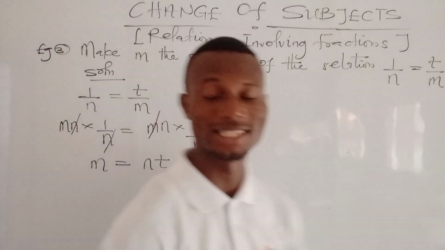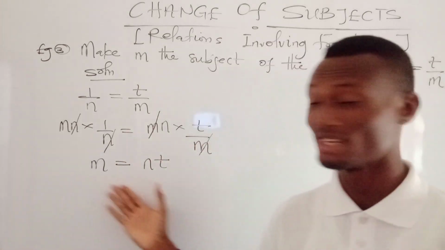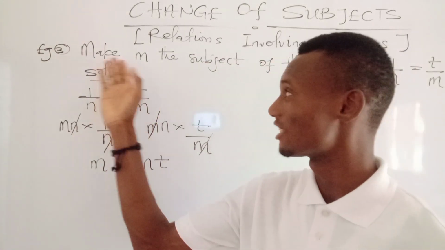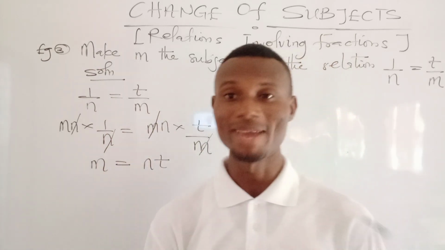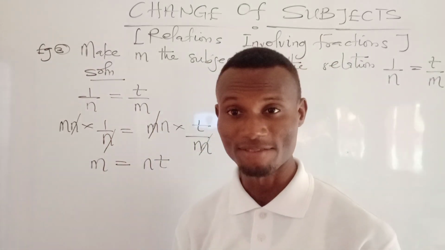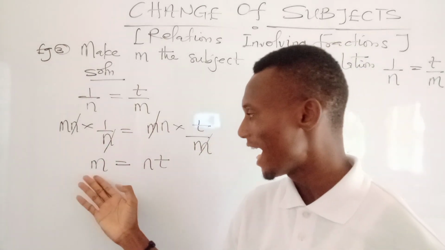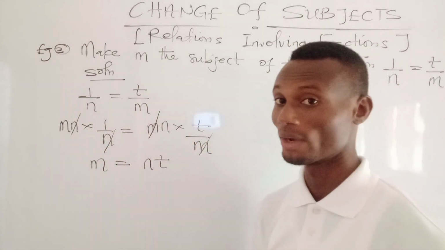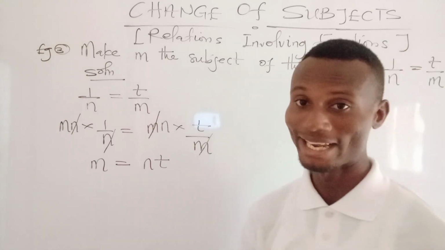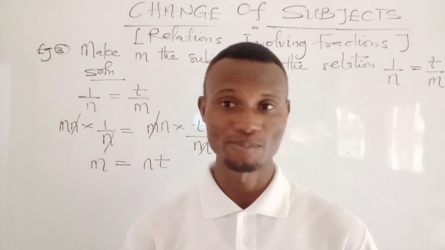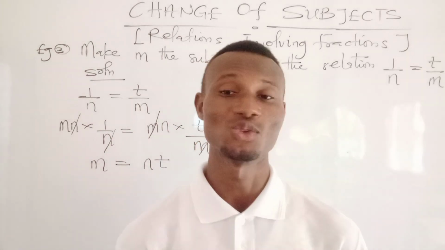And you can see that m is standing alone in this equation, so it means we've made m the subject. So the question says make m the subject. It means we should make m stand alone in the given equation. So with this, m is standing alone, so we are done. So our m equals nt. And that is it for making m the subject from the given equation. I hope the explanation was clear enough and you understood it as well.